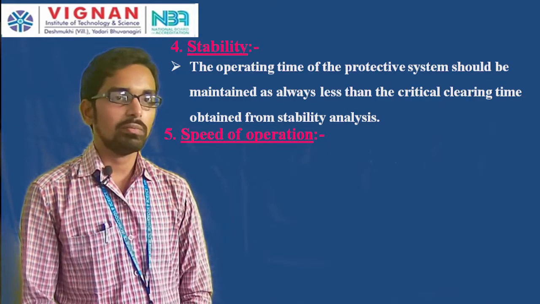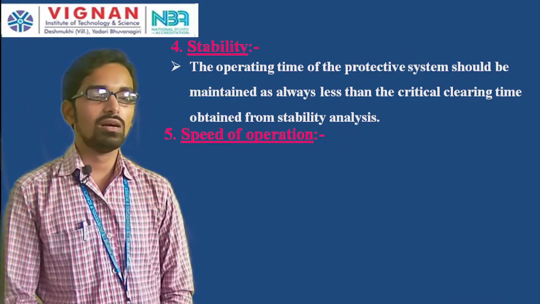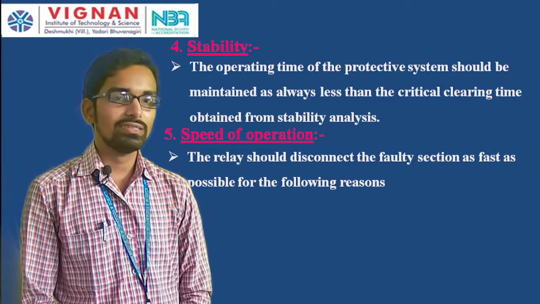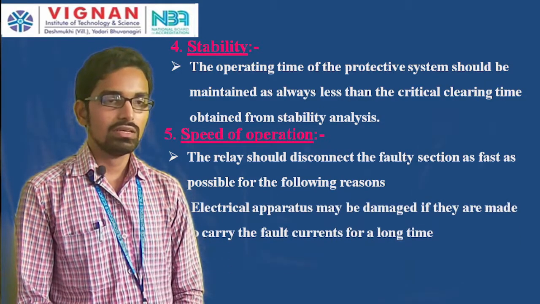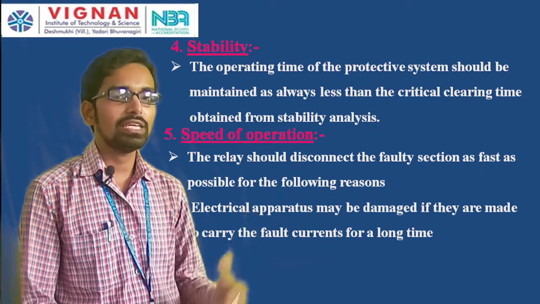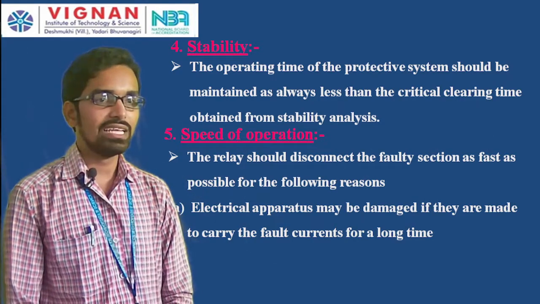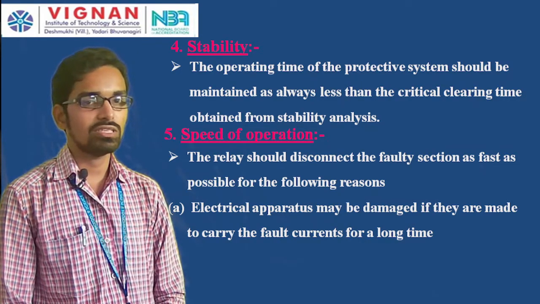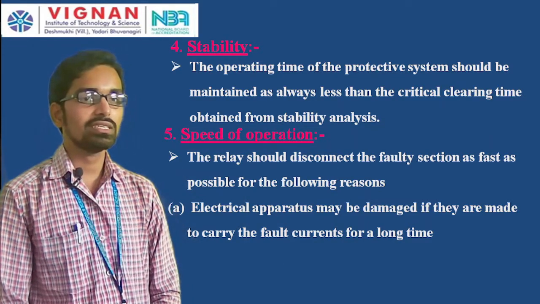Next, speed of operation. That means the relay has to operate very quickly whenever a fault takes place. The relay should disconnect the faulty section as fast as possible for the following reasons. The first one is that electrical apparatus may be damaged if they are made to carry fault currents for a long time. If the equipment is allowed to carry fault currents for a longer time, it is going to be damaged. Because we have costlier equipment, we have to provide protection for it.